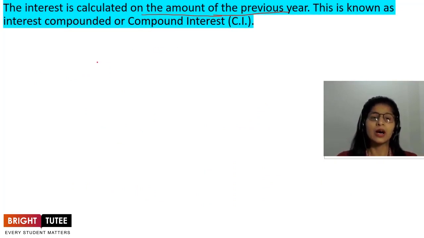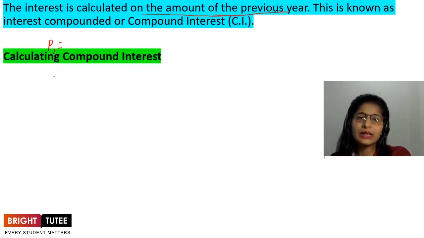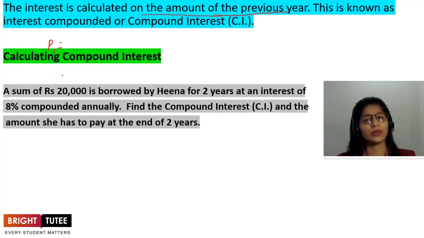This means that, see, suppose some principal I have, let us name it as P1. Or let's do an example to understand it, that will be more clearly understood. So how do we calculate compound interest? We'll take one example for it. Okay, so here is an example written.